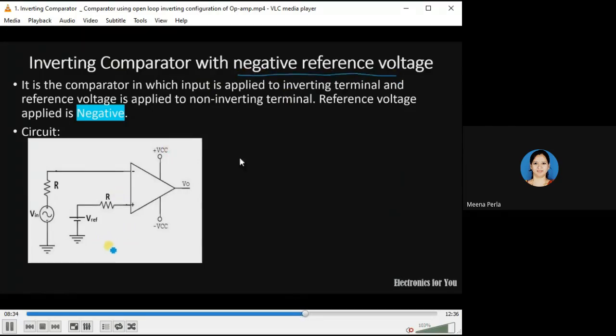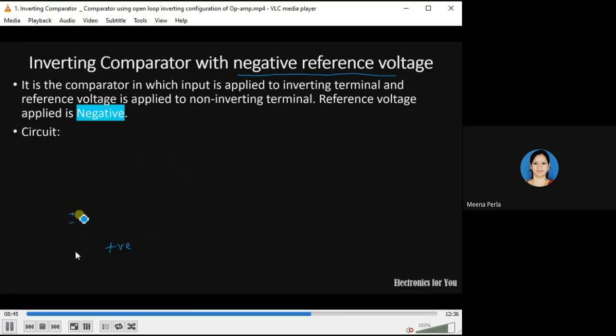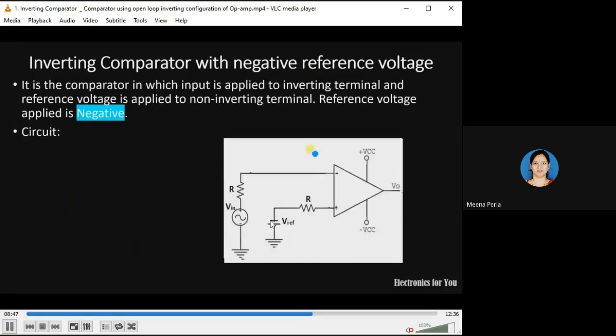So now we will see with the negative reference voltage. Here, the reference voltage has been given as positive with negative, right? So now that will be turning out to be negative. That's why it is called negative reference voltage. In the circuit diagram, only one change will be there: your circuit will have a negative reference voltage.